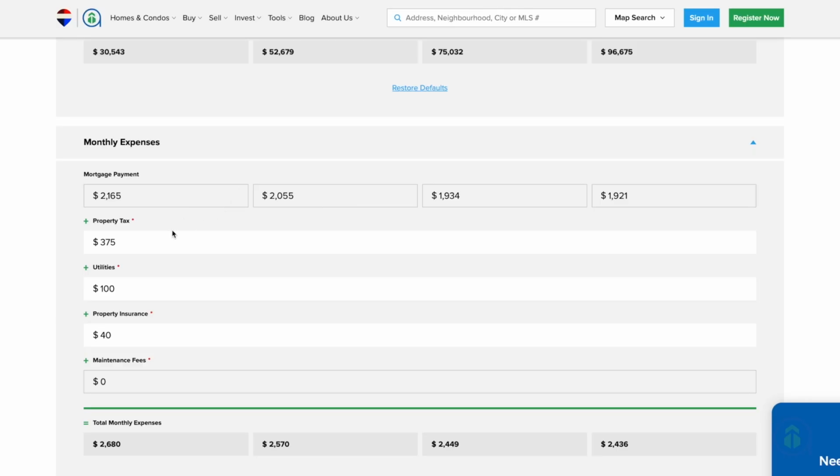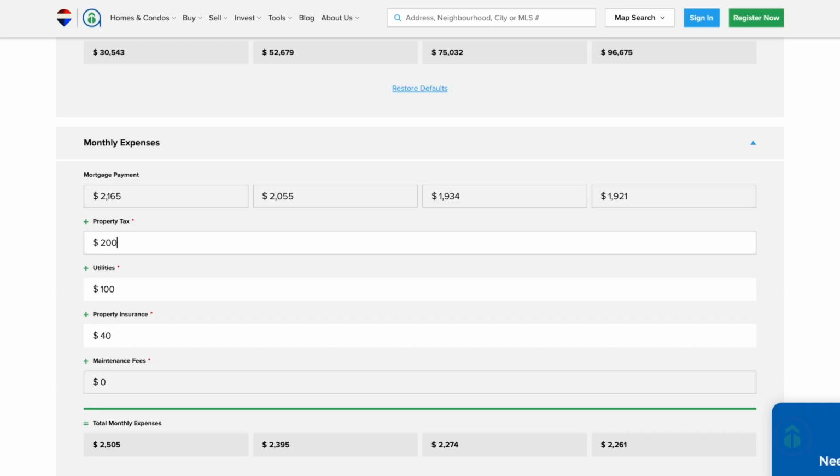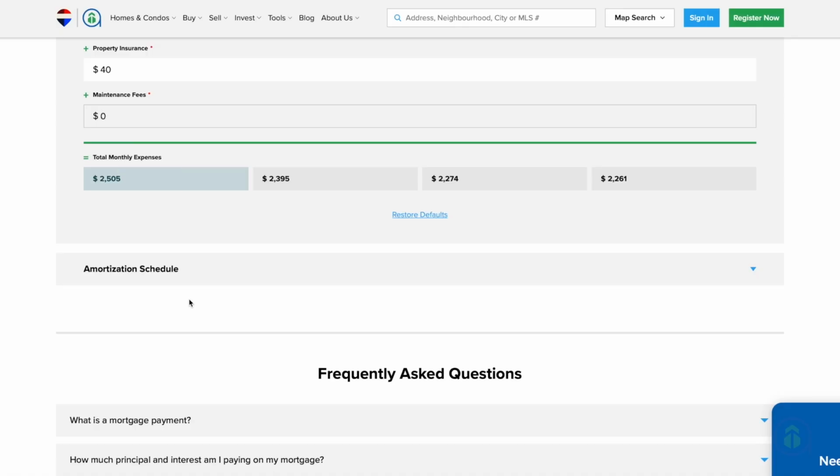So we see that mortgage payments is going to be $2,100, property tax around $375, but it's actually going to be cheaper because it's always based on the purchase price as well. So for the property that I'm buying, I know property taxes is around $200, so I'm going to change this to $200, which you are able to. Utilities around $100, property insurance $40. So my total monthly expenses are going to be $2,500 a month. That's what I need to know if I'm able to be a homeowner. If I'm capable of buying a home, am I able to afford it month after month?